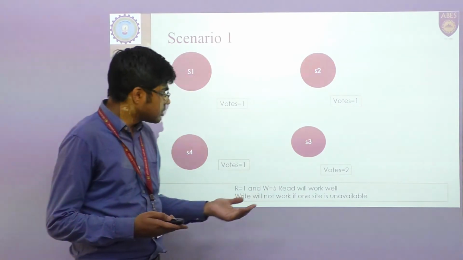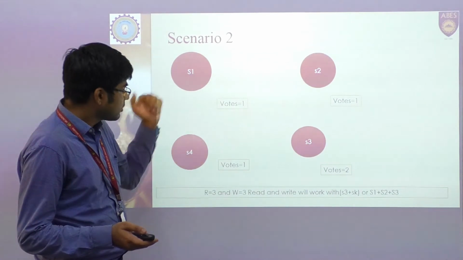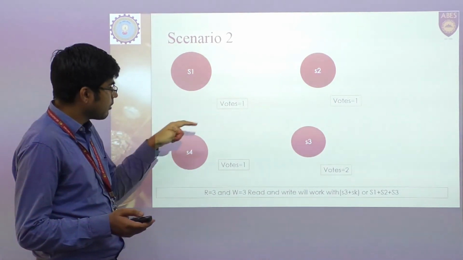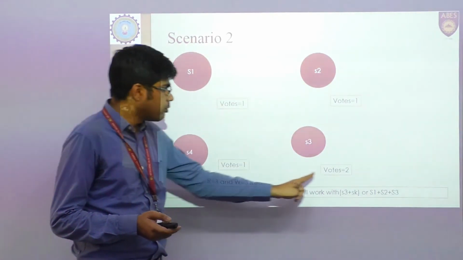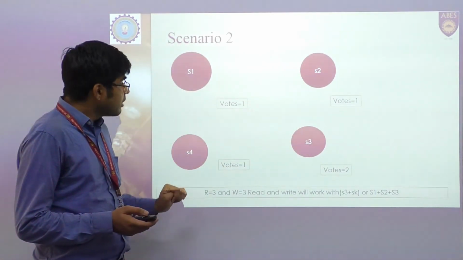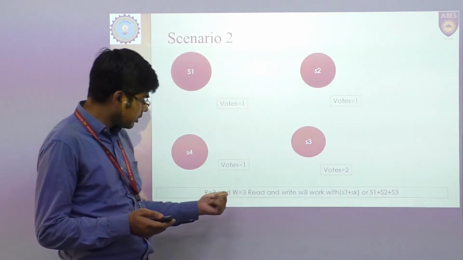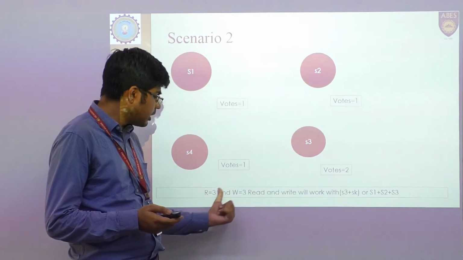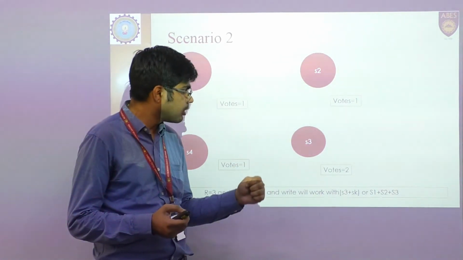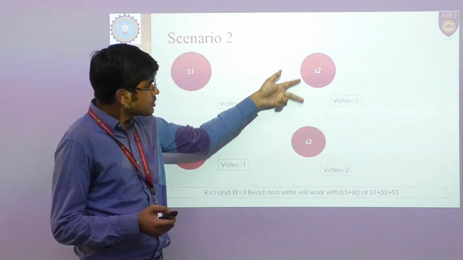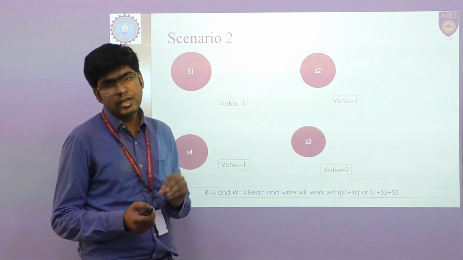So next scenario is that, so how to do this thing, and there is an example for that. That is scenario 2. Here what we have done, we are having the weights: vote 1, vote 1, vote 1 and vote 2. Now see what we have done, we have modified the value of W. Earlier it was R 1 and W 5, now it is R 3 and W 3. Now both read and write can work with the coordination of S1, S3 and S2 or S1, S2 and S3. So in this way they can work.